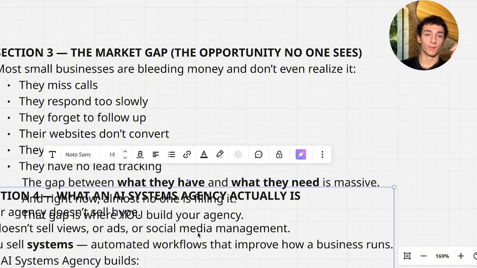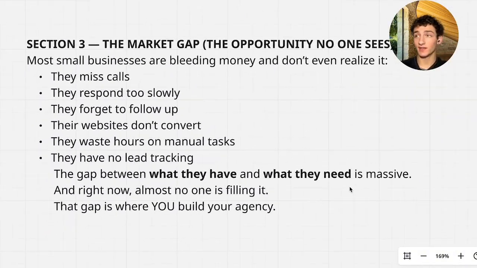So now we're going to cover the market gap, the opportunity that no one is seeing, and it's probably the biggest opportunity that we're going to have in a very, very long time. Most small businesses are bleeding money and don't even realize it. They miss calls, they respond too slowly, they forget to follow up, their websites don't convert, they waste hours on manual tasks, or they have no lead tracking. The gap between what they have and what they need is massive, even if they don't realize it, and right now almost no one is filling it. That gap is where you are going to build your AI systems agency.